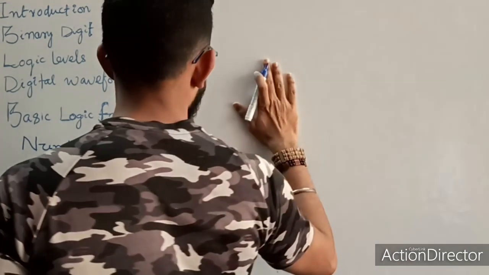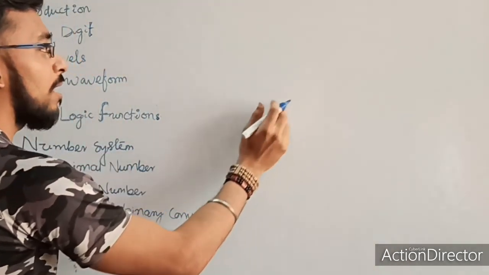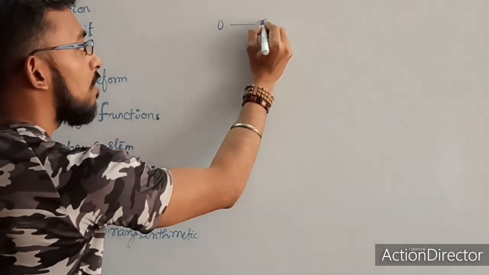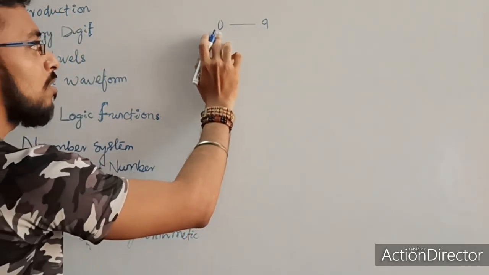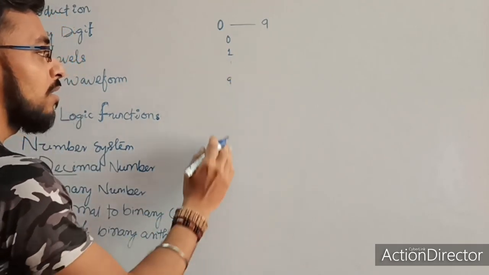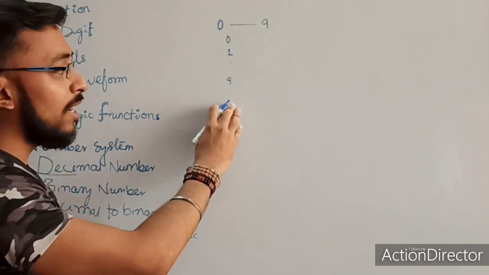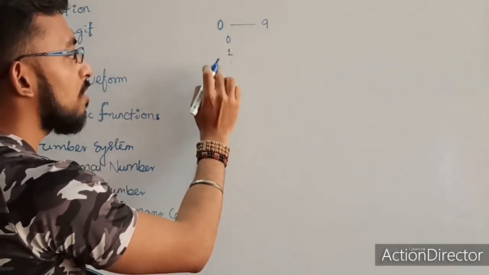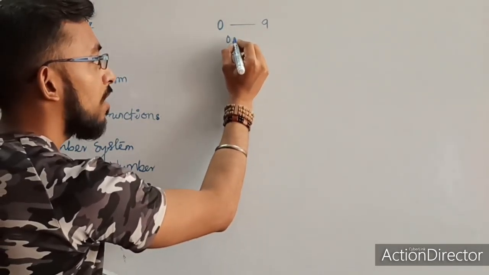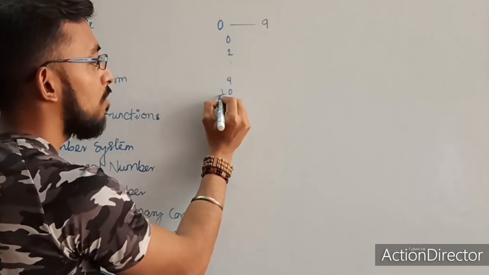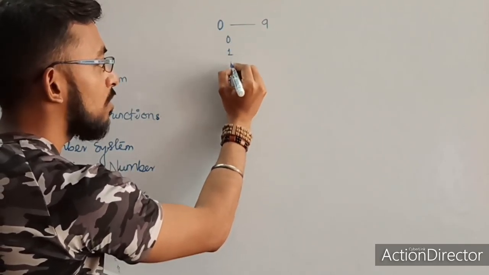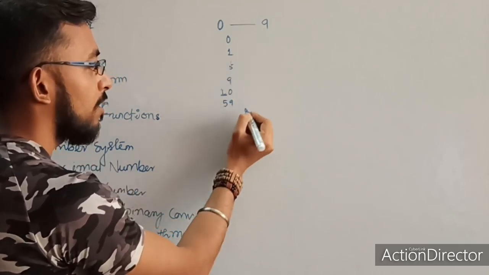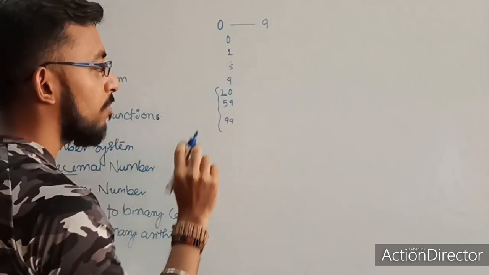We all use the decimal number system in our day-to-day life. Deci means it has 10 digits, from 0 to 9. Each digit has some weight, some significant value. Suppose this is 0, then 1, then 2, and so on up to 9. When I want to write 10, I have to use a combination of two digits: for writing 10, I use 1 and 0. For writing 59, I use 5 here and 9 here. Up to 99, I can use a combination of any two.